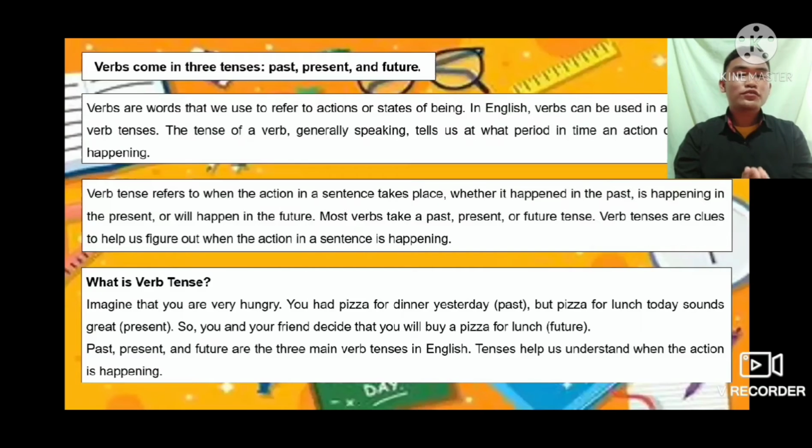So you and your friend decide that you will buy a pizza for lunch. This is in the future tense because of the words for lunch, which means that you will not buy pizza earlier or right now, but rather for lunch or later in the future. Past, present, and future are the three main verb tenses in English. Tenses help us understand when the action is happening.